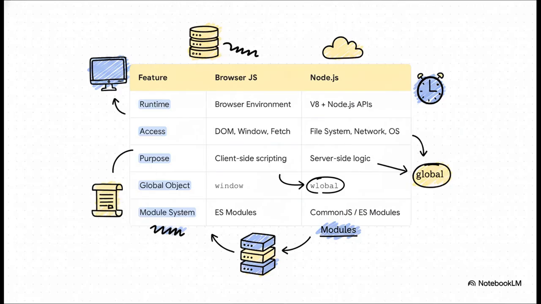This table just lays it all out crystal clear. The runtime environment is totally different. A browser versus a server. The kind of access they have is different. The browser can touch the web page's DOM, while Node can touch the computer's file system. That, of course, defines their purpose, client-side versus server-side. Even the main global object changes from window to global. And historically, their module systems were different, though that's starting to become more unified now.